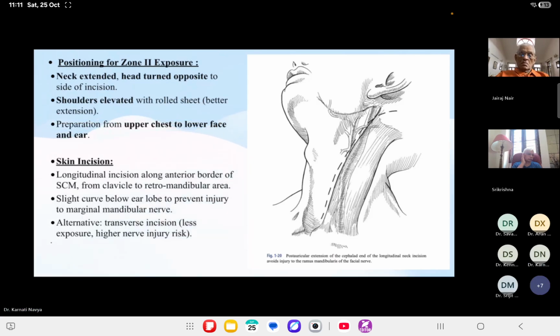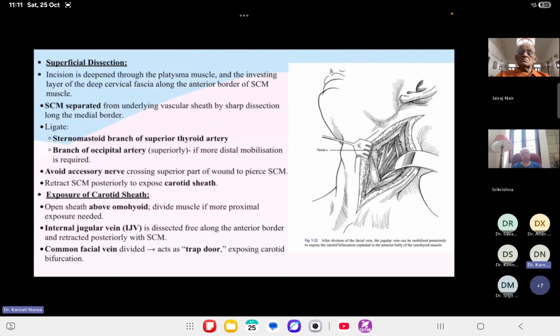Skin incision: a longitudinal incision is made along the anterior border of the sternocleidomastoid muscle from the clavicle to the retromandibular area, as depicted in the picture beside. A slight curve should be given below the ear to prevent injury to the marginal mandibular nerve. Alternatively, if a transverse incision is used, the exposure would be less, and there is also a higher risk of injury to the nerve. First, the superficial dissection.